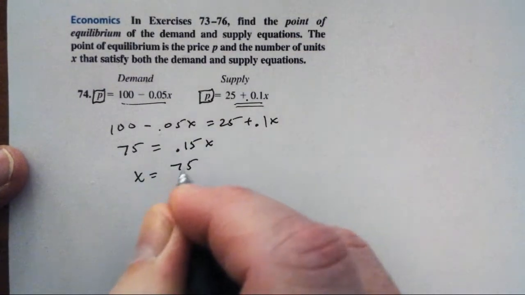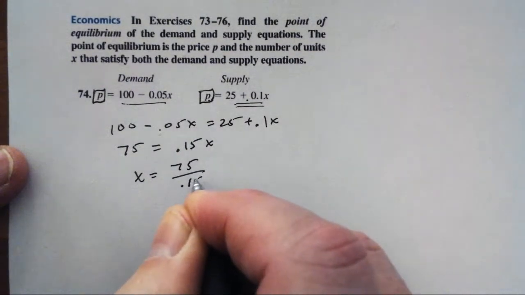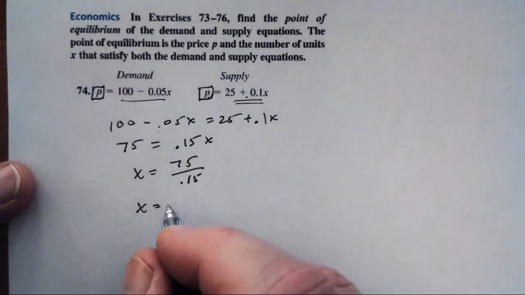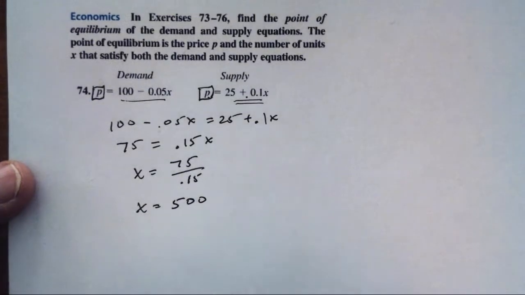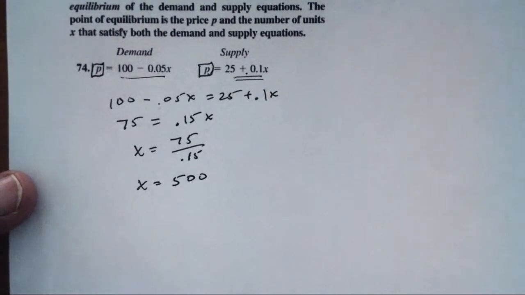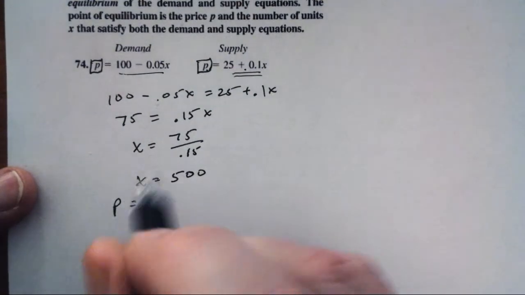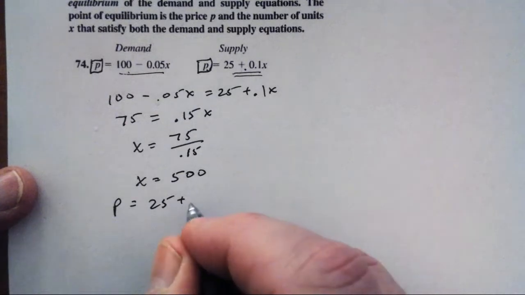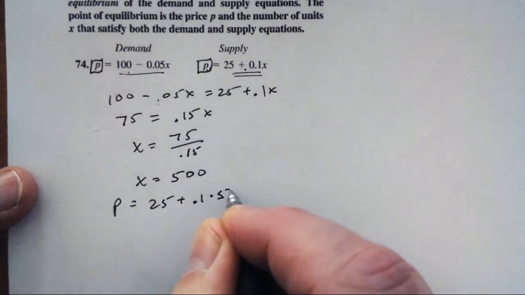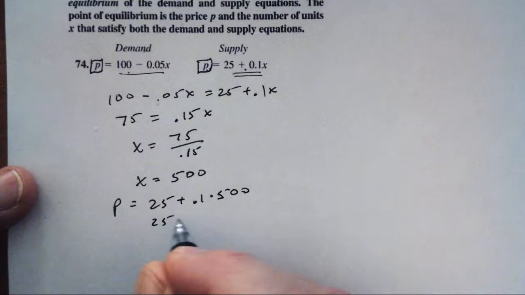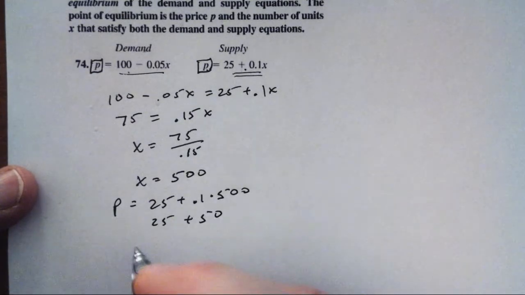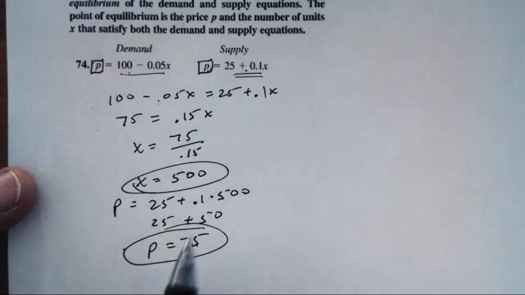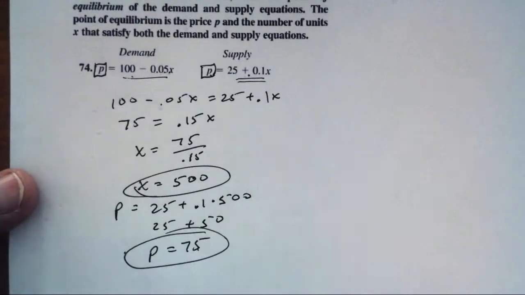So 75 equals 0.15x. You can go to the calculator on this if you need to, but we get x is 500. And if x is 500, we can find P. P equals either there or there. I'm going to use this one. P is 25 plus 0.1 times 500, or 25 plus 50, P is 75. And if you want to check it, put that 500 back into here and see that we get the same thing.